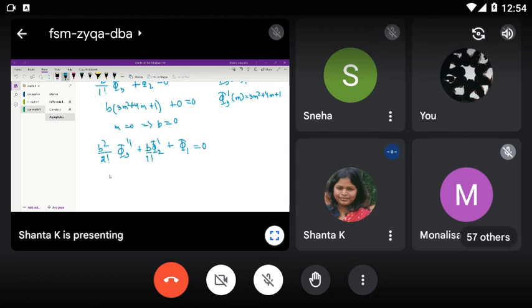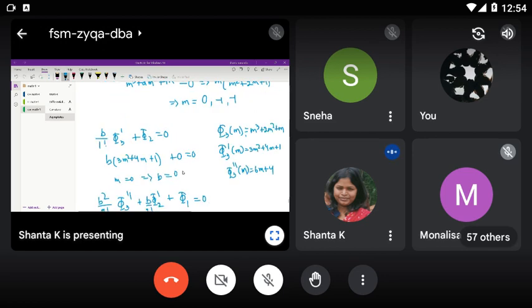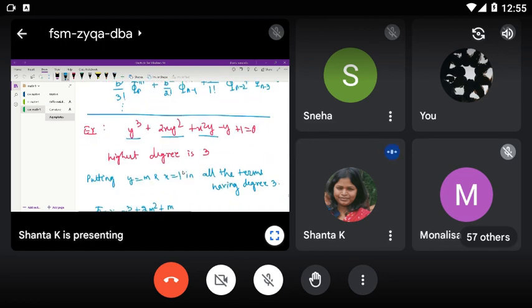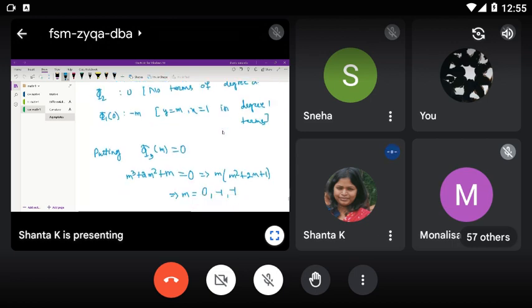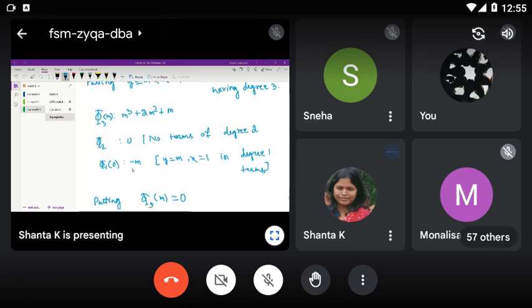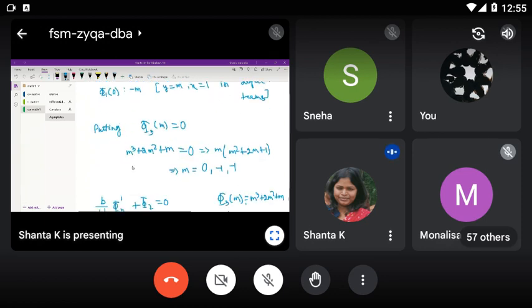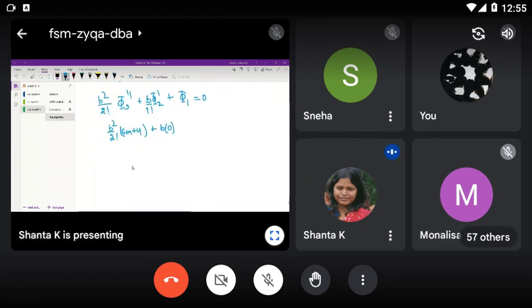So b square by 2 factorial and phi 3 double dash here: we are getting 6m plus 4. And here b phi 2 dash is 0, so this term is 0. Now look at phi 1. Phi 1 has only one term, it is minus m.